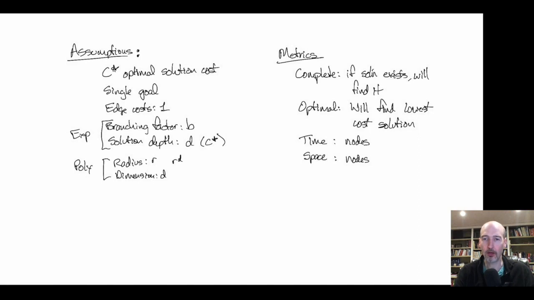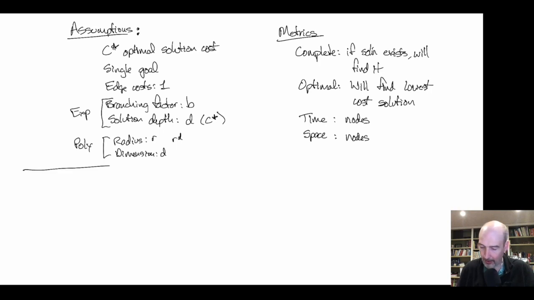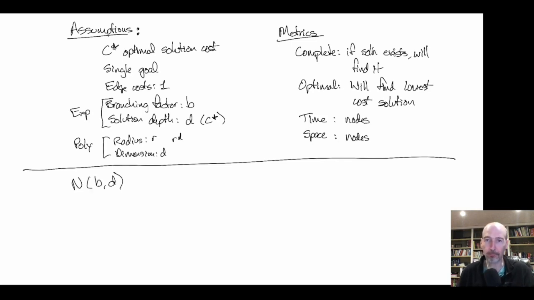Okay, so let's take a look at this. What we're going to do is, so this is our background for this lecture. We're going to start out by trying to write down an equation that says how many nodes there are in an exponential tree. We'll call this a function n. It's going to be a function of the branching factor and the depth.